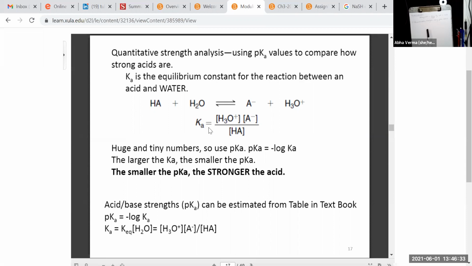Now, this Ka value is usually a very, very big number. Can you imagine if you have 1 milliliter of hydrochloric acid and you dissolve it in water? How many protons or H positive ions or hydronium ions will be generated? Millions and millions. So this is a very big number. So we always take a log of that value to get that number in a reasonable range.